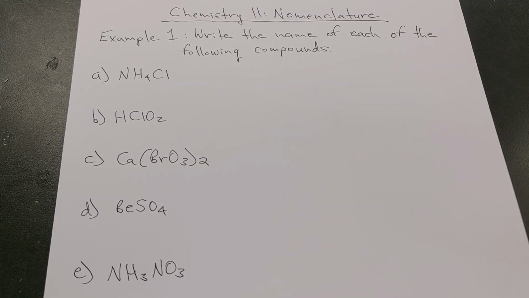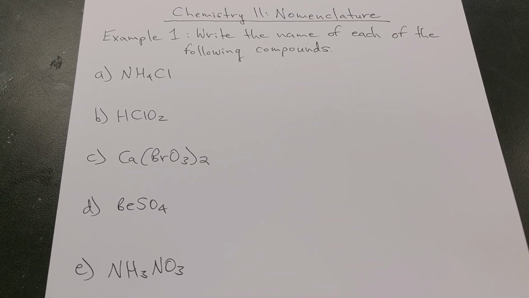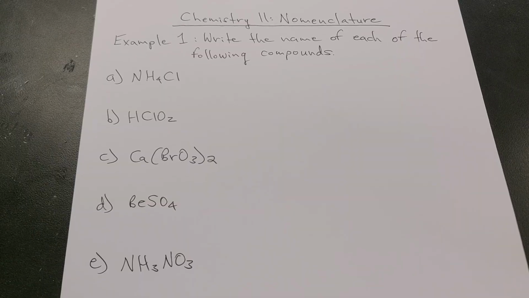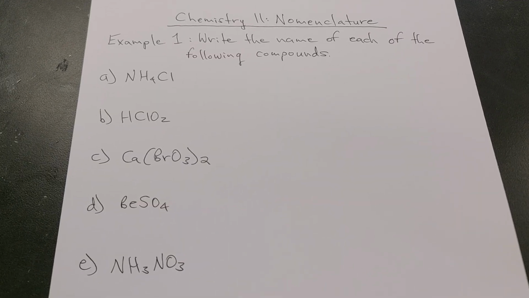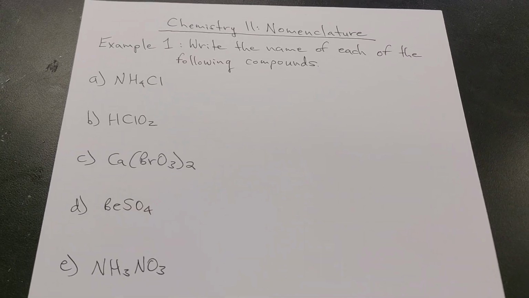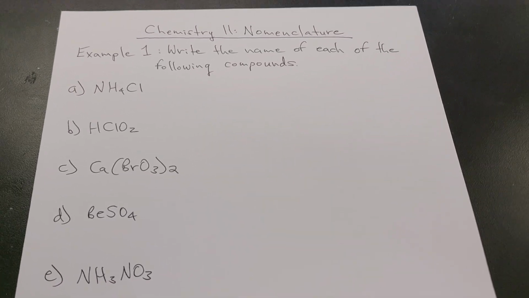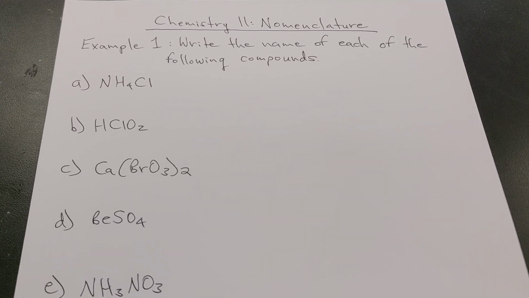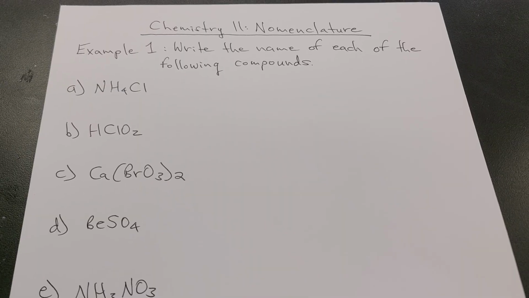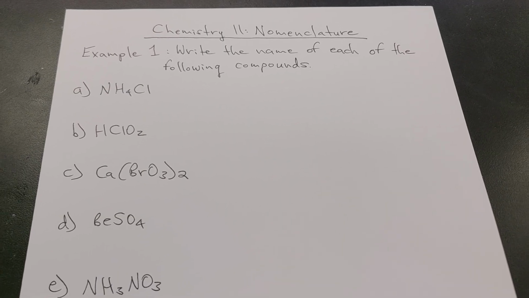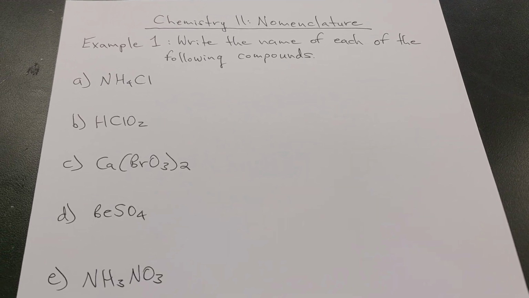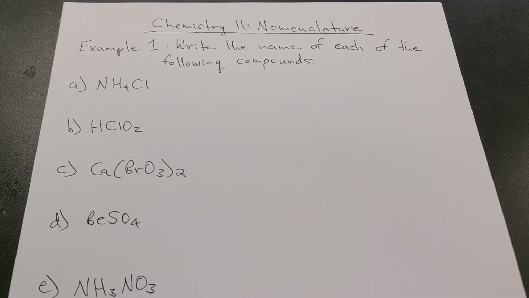All right, so here we are, Chemistry 11 nomenclature. So example 1 says, write the name of each of the following compounds. Just like I mentioned, of course, you'll have a table with these polyatomic ions, but it is important, even if you're not required to memorize these ions, you should be able to recognize them. So we're going to try a bunch of examples here.